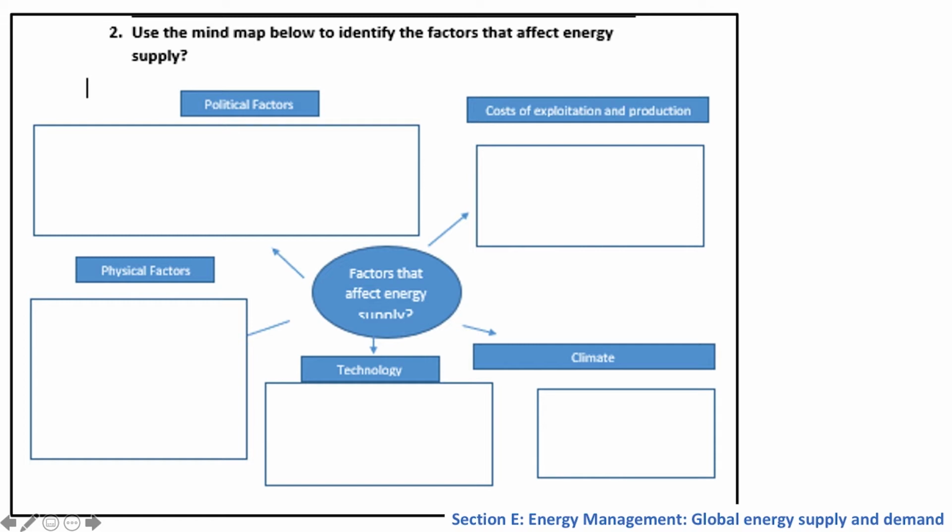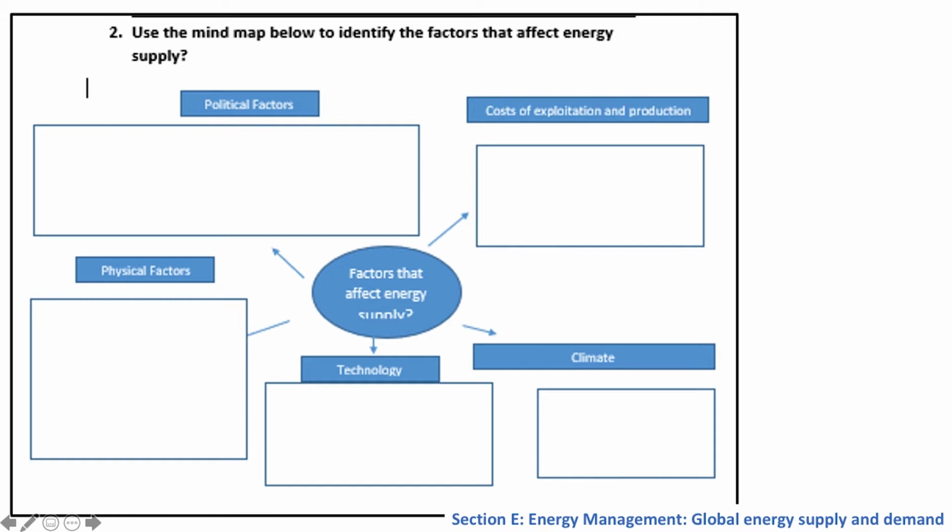Physical factors affect energy supply. So this can include the shape of the land. So for example, hilly land may have more relief rainfall and it may be more suitable to put a dam and a hydroelectric power station, etc. So physical factors can affect the energy supply.